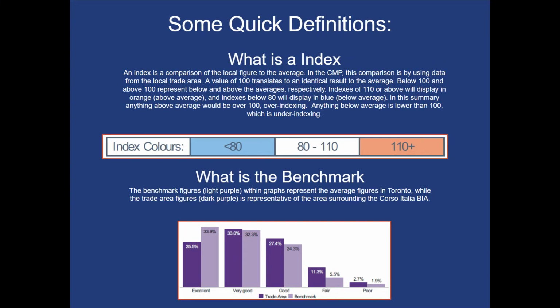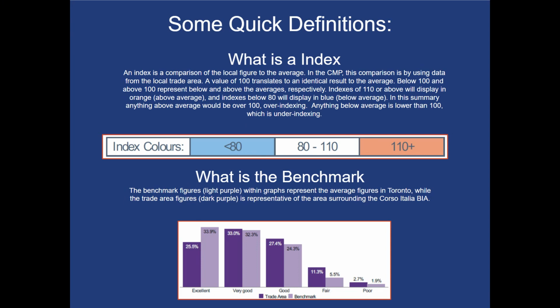The first one is an index. An index is a scale at which we organize data from lower than average to average or higher than average. If you see blue in an index next to maybe a chart or a graph or a stat, it means it's lower than average. If it's white or gray, it means it's average. And if it's higher than average, it's likely going to be orange.